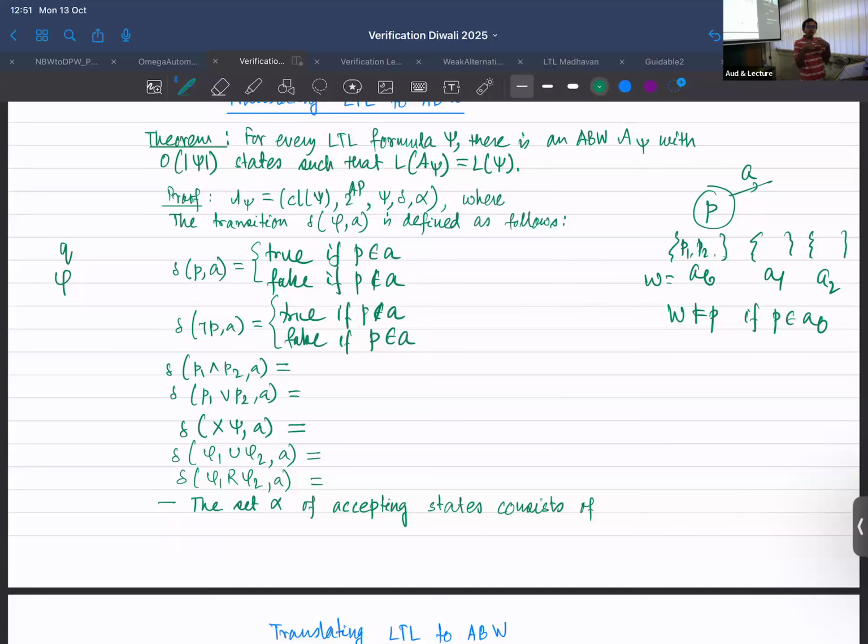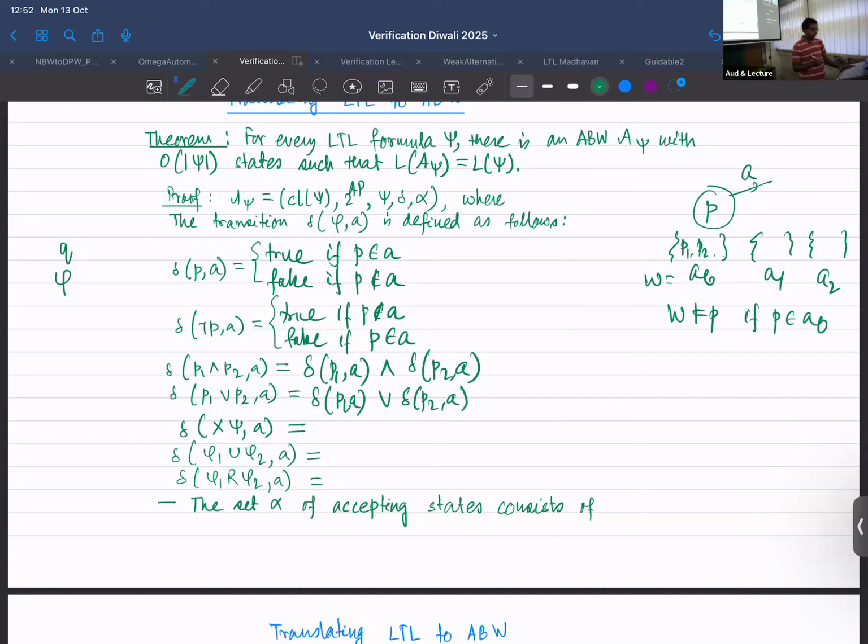So the words which are not satisfying P start with this A0, and that means A0 should not contain P, right? What about delta of P1 and P2, A? What should this be? Delta of P1, A and delta of P2, A. This is standard, the way we saw it in ABW. And for P1 or P2, it is delta of P1, A or delta of P2, A.